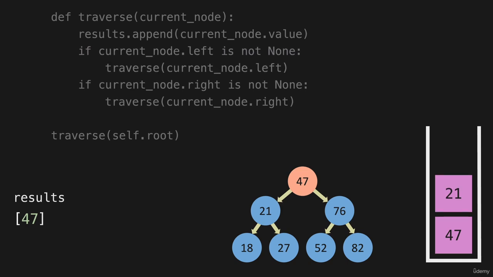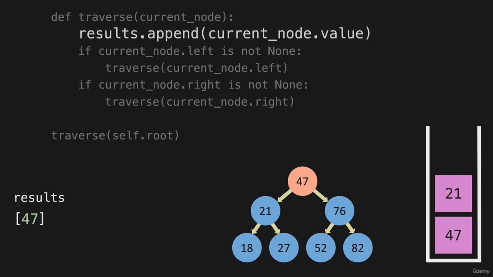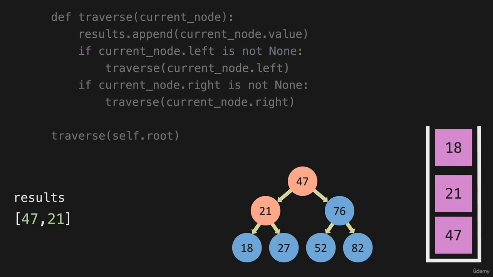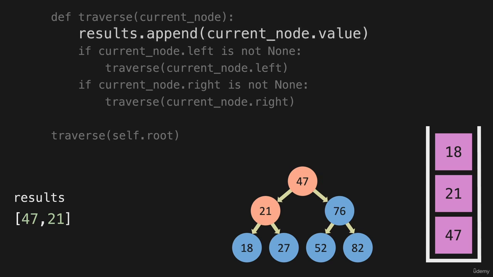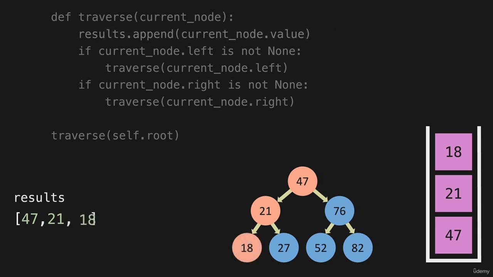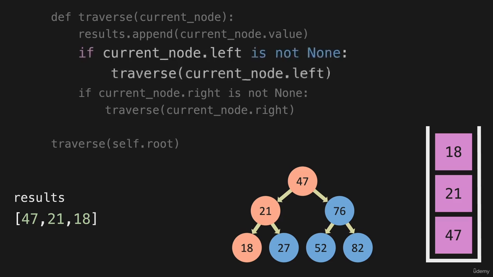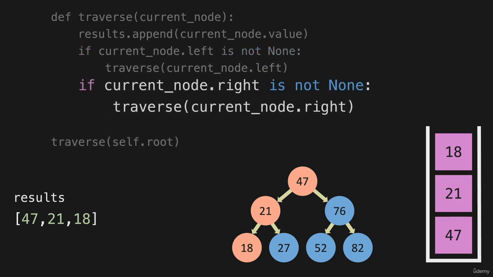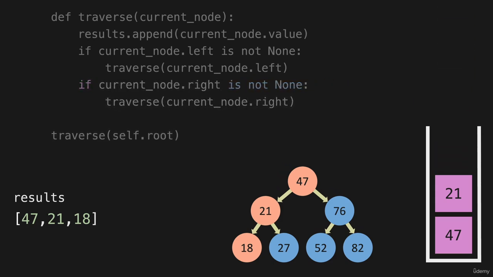And because 21 is at the top of the call stack, that is the instance of traverse that is running now. So the first line of that instance of traverse is going to append the number 21 to the results list. And then that is going to look to the left. And there is a node on the left. That's the 18. That gets pushed onto the call stack. And now it is going to append its value to the results list. 18 doesn't have anything on the left. It doesn't have anything on the right. So now we can pop that from the call stack.